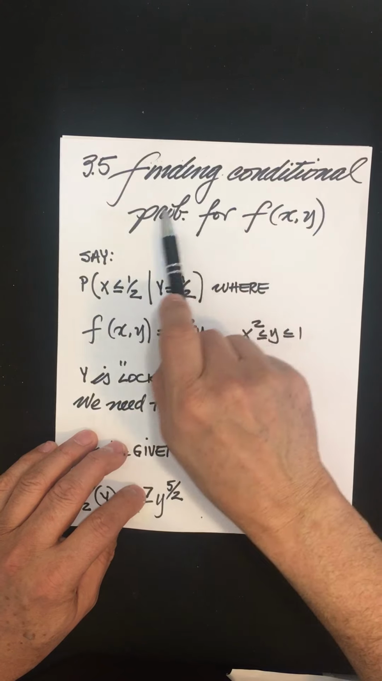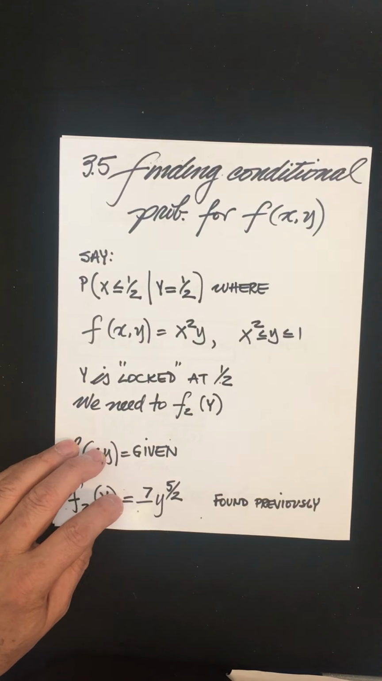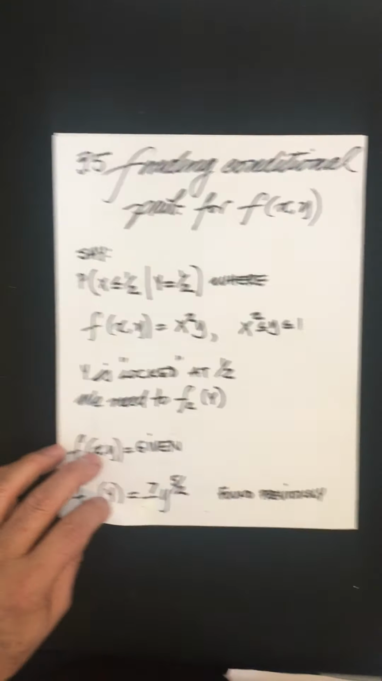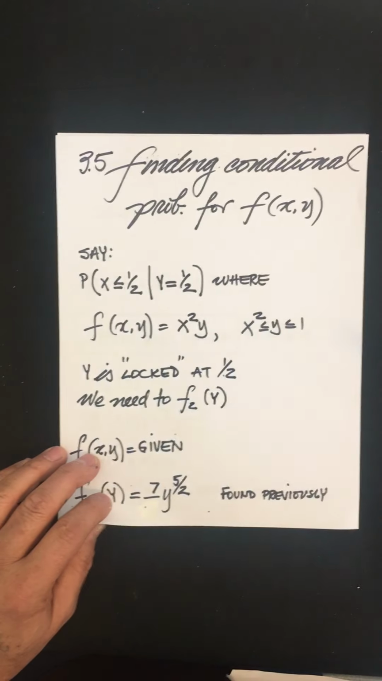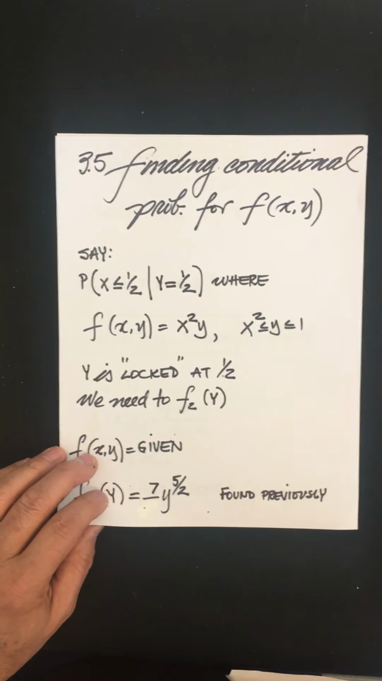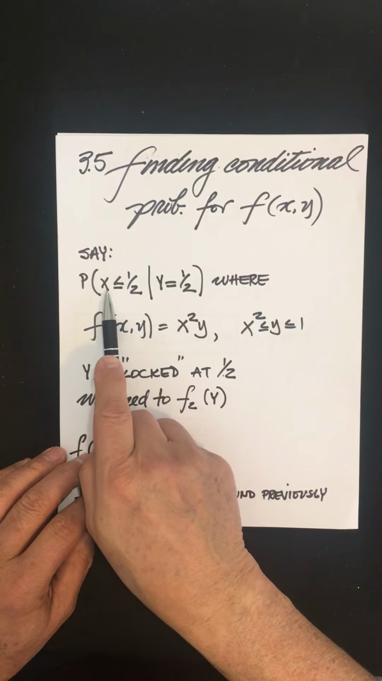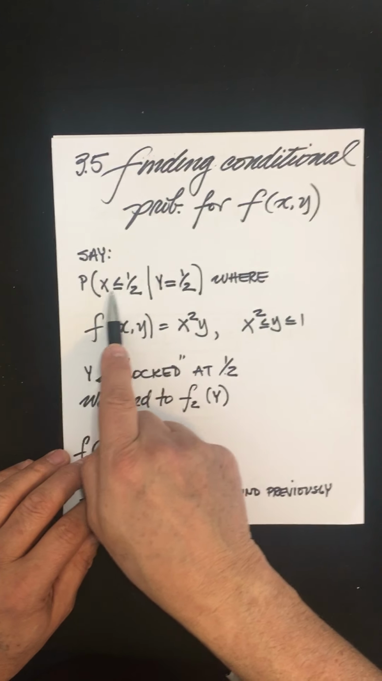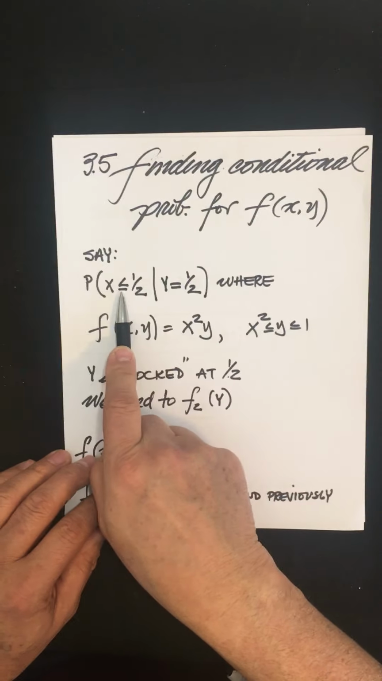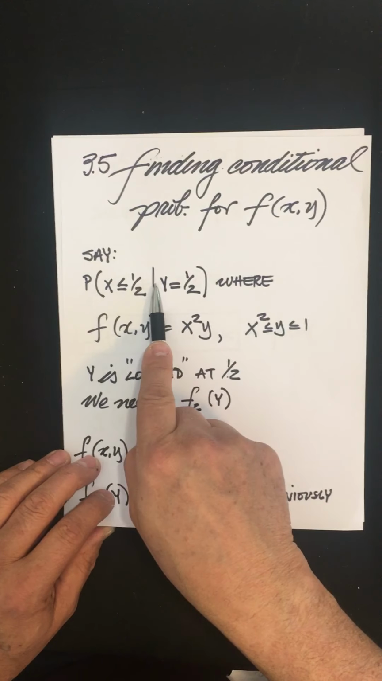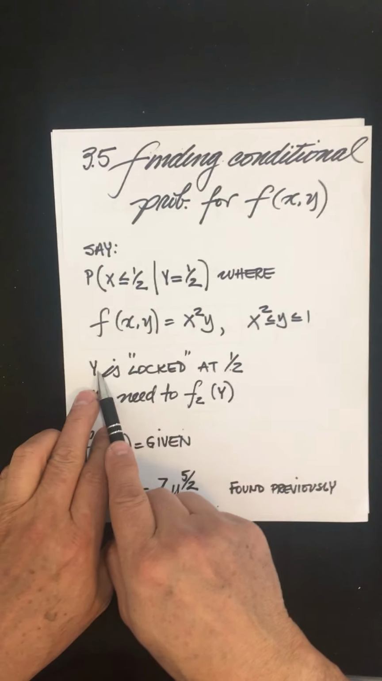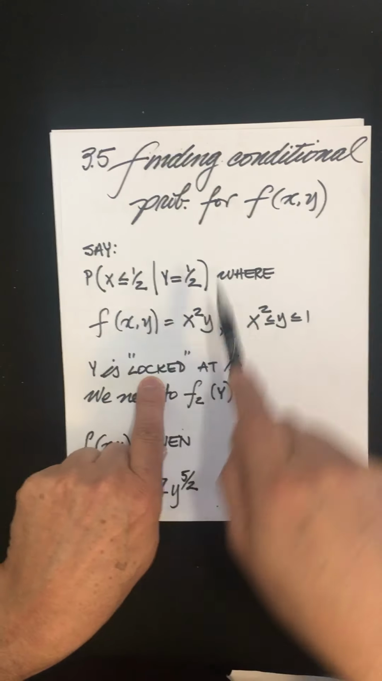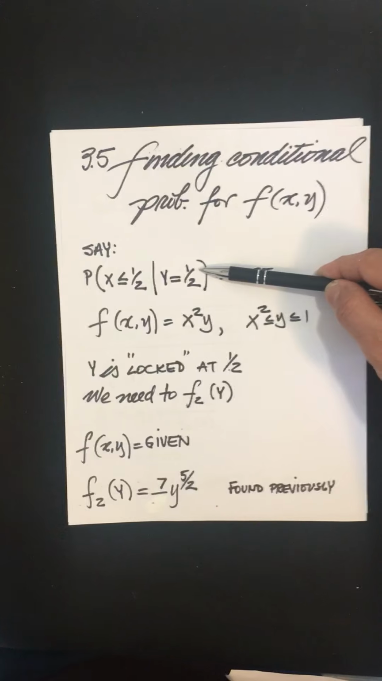Finding the conditional probability is 3.5, but actually finding the probability is 3.6. Imagine the following. We have a bivariate, meaning x, y. There's a function of x and y, whatever the function is. In this example, we want to find the probability that x is less than half, given that y is half. So this is what I say that the y is locked. It's locked in half. Okay?